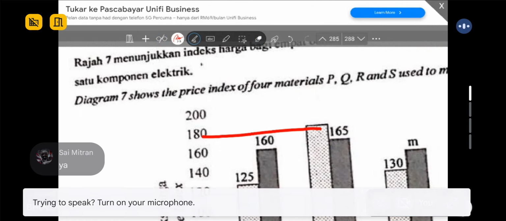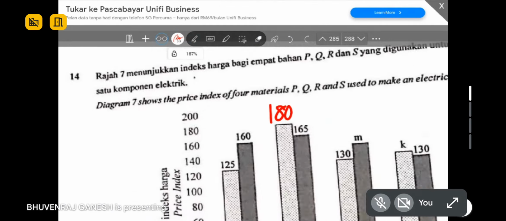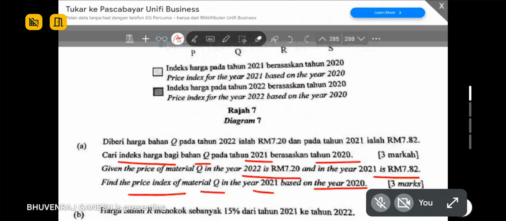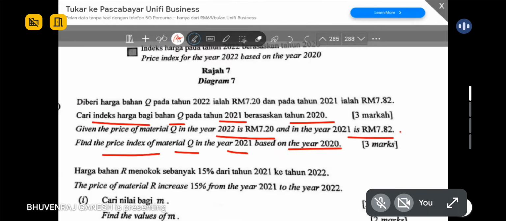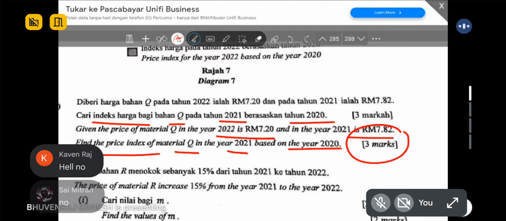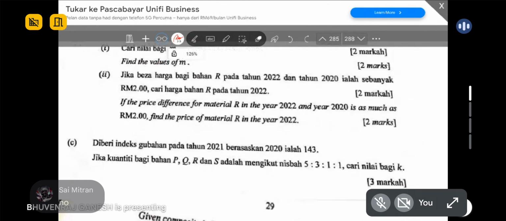Got value, right, guys? Ada nilai kan? So automatically, you know the answer is 180. But if you use this method, is it safe? Adakah dia selamat? And the question is 3 marks, you know, guys. Definitely no, right? Okay, not that easy, am I right? So how are you going to do it?